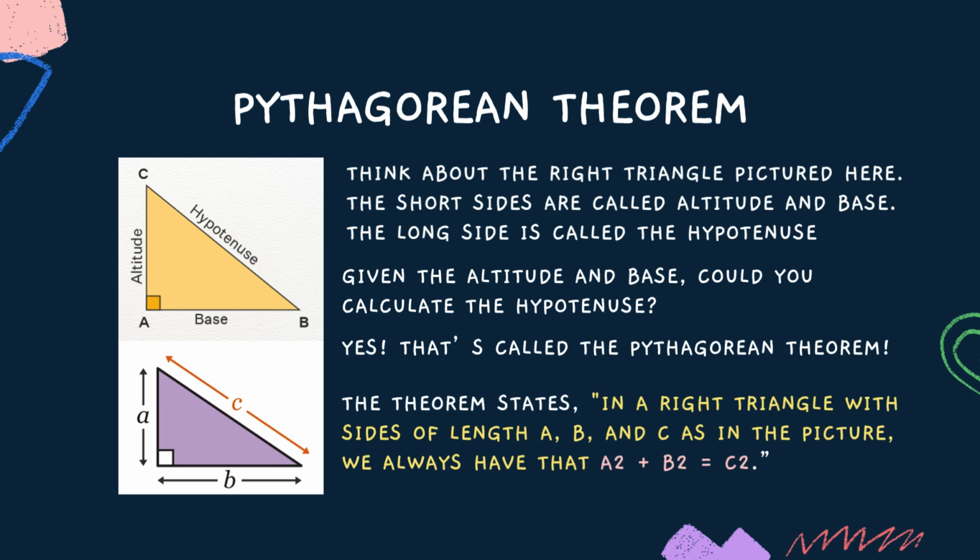The theorem states that in a right-angled triangle with sides of length a, b, and c, we always have a squared plus b squared is c squared. Look at the triangle with sides a, b, and c. We know a is the altitude and b is the base. So that would make c the hypotenuse, and we can calculate it by squaring and equating it together.